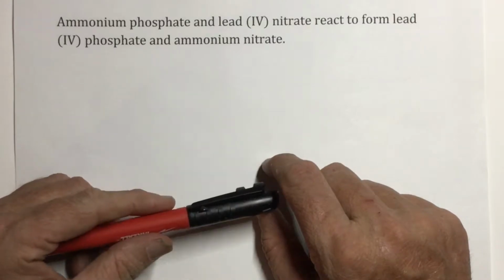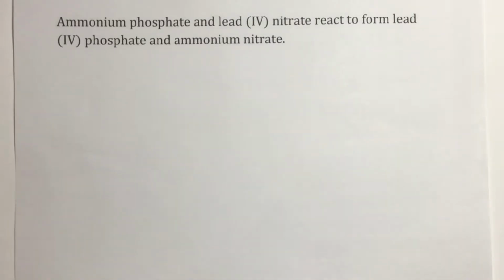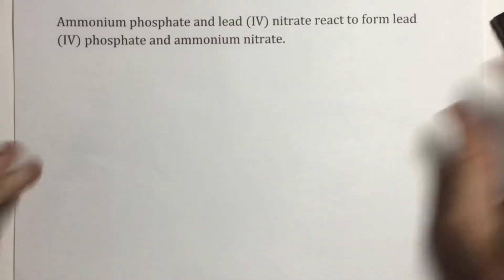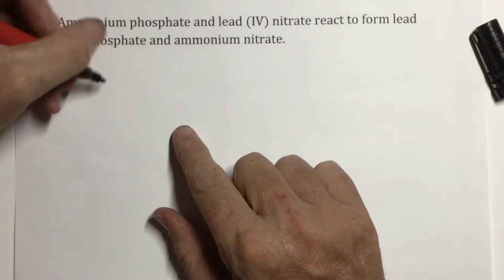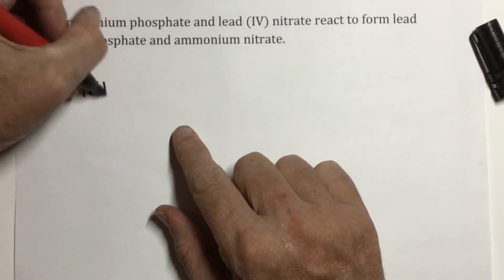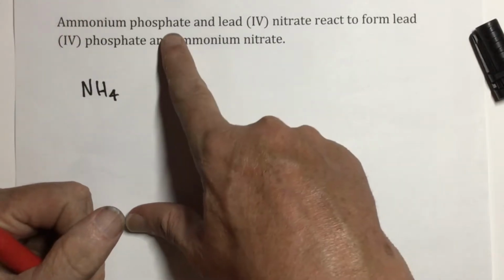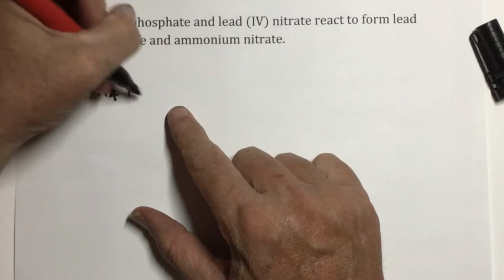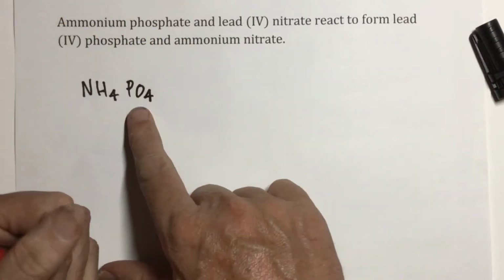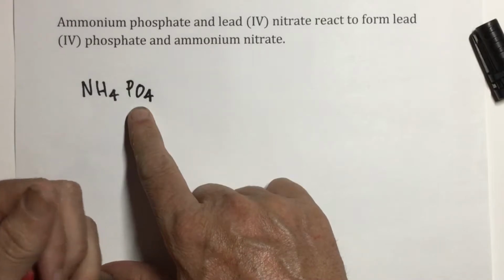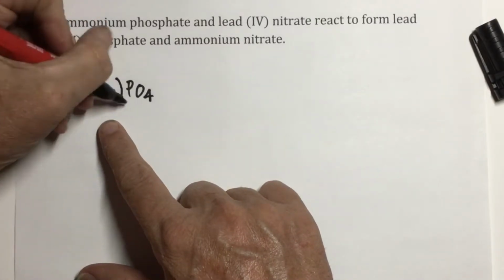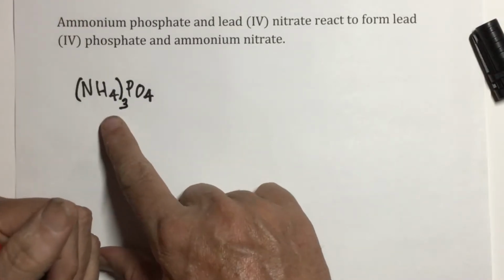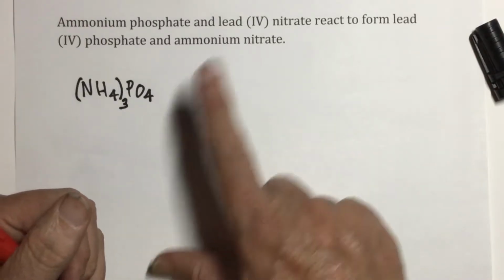All right. So let's start with this one right here. And this should be a fairly straightforward one. So let's see. Ammonium phosphate. Ammonium is NH4. Phosphate is PO4. And phosphate, as you recall, has a charge of -3. Ammonium has a charge of 1. So we need to have 3 ammoniums to balance out that phosphate.